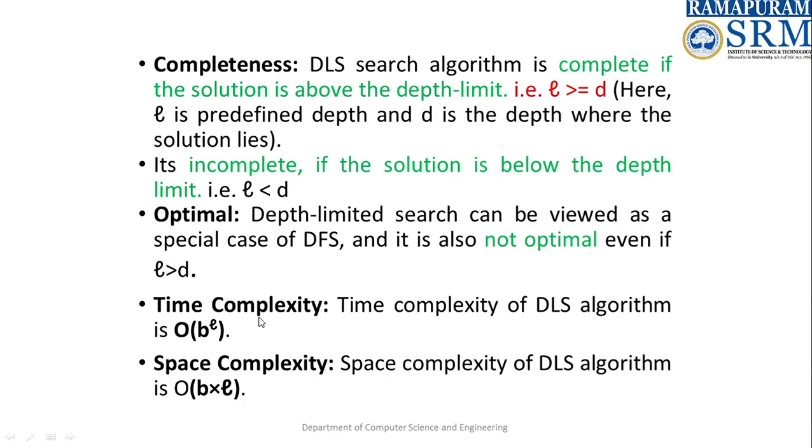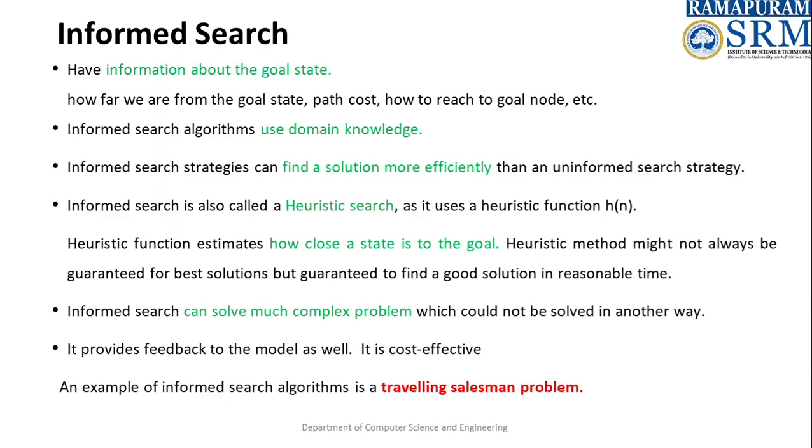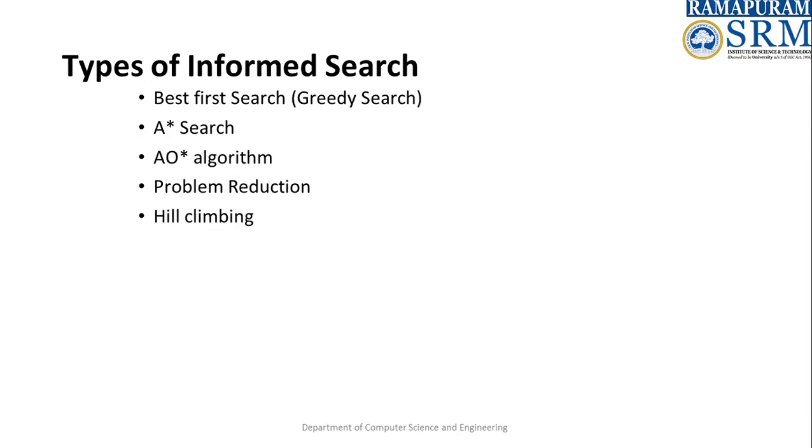If you want it to be easy to remember, you can use the acronym codes: completeness, optimality, time complexity, and space complexity. In the upcoming class we will be learning what is meant by informed search, and you have best first search, nothing but your greedy search, and A star search. In the next video we shall see about best first search, followed by A star search.